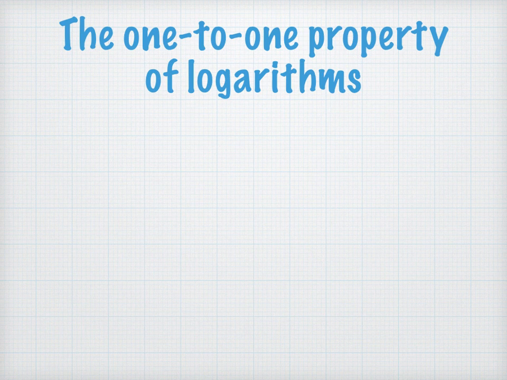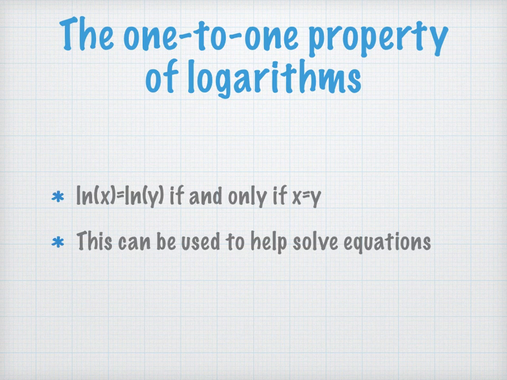Now, we're able to follow these steps because of the one-to-one property of logarithms. If the natural log of x equals the natural log of y, then it has to be the case that x equals y. And if x equals y, then it has to be the case that the natural log of x equals the natural log of y. So this is what we're using when we are solving these problems.